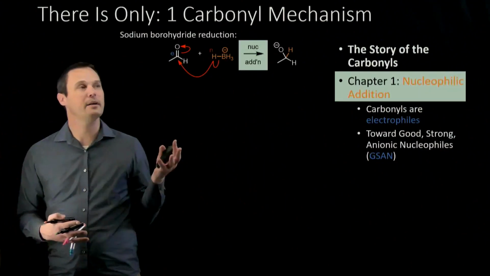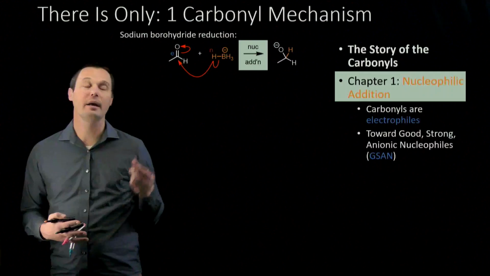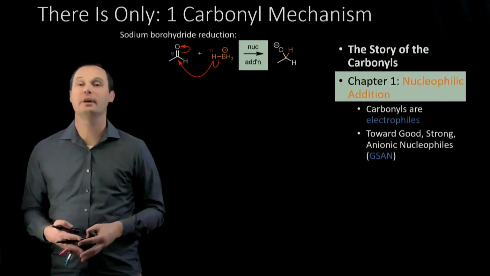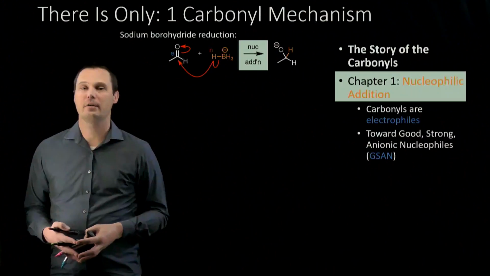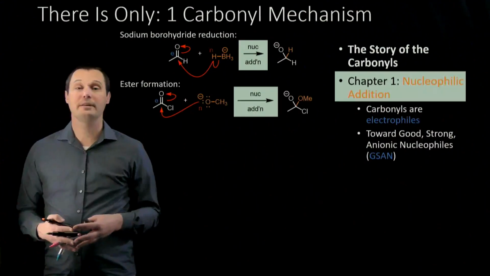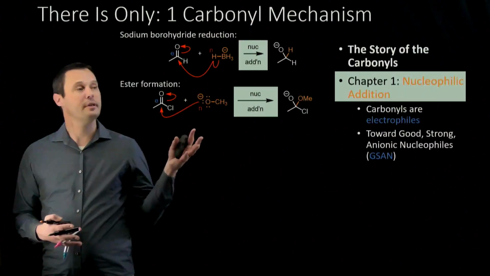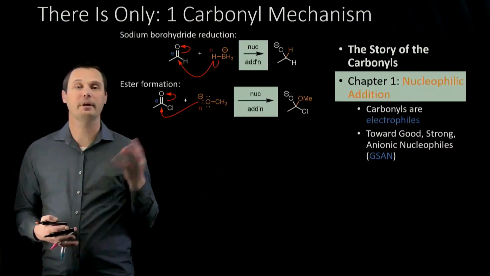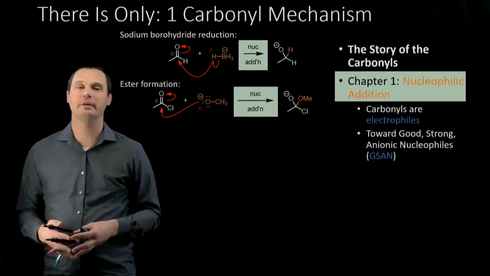For example, we might have a carbonyl reacting with sodium borohydride. Sodium borohydride is a good, strong anionic nucleophile. Chapter 1, nucleophilic addition. The hydride can directly attack the carbonyl and kick electrons up onto oxygen. That's nucleophilic addition. The same is true for acyl substitution. If we're making an ester, the methoxide group can directly attack the carbonyl because it's a good, strong anionic nucleophile, kicking electrons up onto oxygen in a nucleophilic addition step.